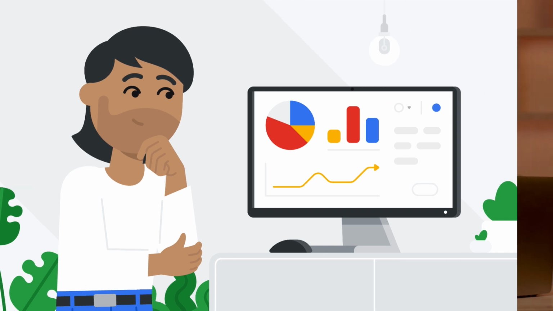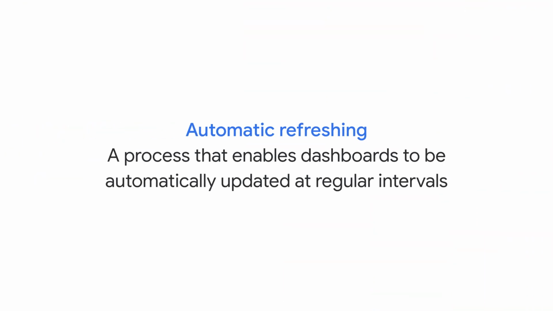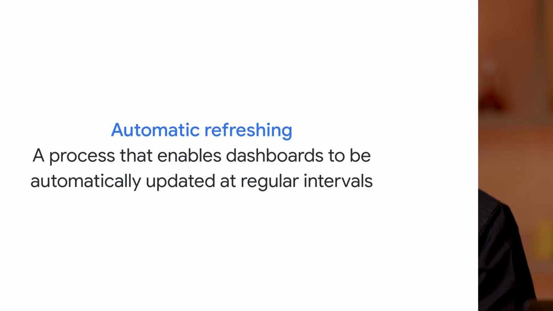A live dashboard uses charts and graphs to present time-sensitive data, helping decision makers identify trends and get answers to urgent business questions. A second key feature of live dashboards is automatic refreshing. Automatic refreshing is a process that enables dashboards to be automatically updated at regular intervals. This gives users an overview of the current state of their metrics at a glance.